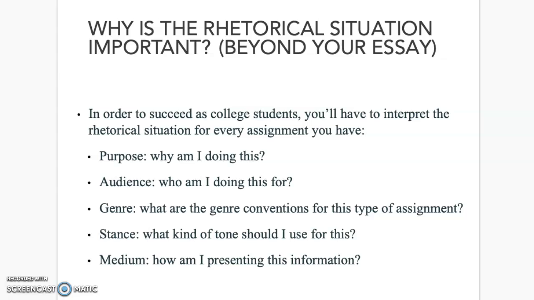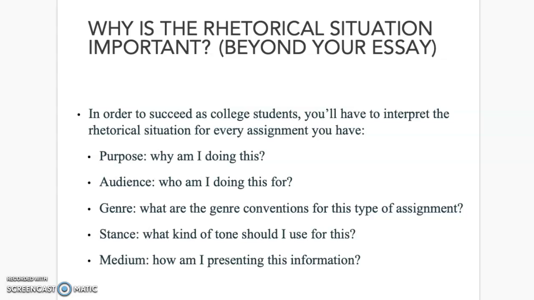You're thinking about your purpose. Why am I doing this? Who am I doing this for? With the audience, the genre conventions for this type of assignment. Am I doing a lab report or am I writing an essay? When you're trying to differentiate between those two things, you're looking at the genre conventions. You need to think about the tone you use for your assignments.